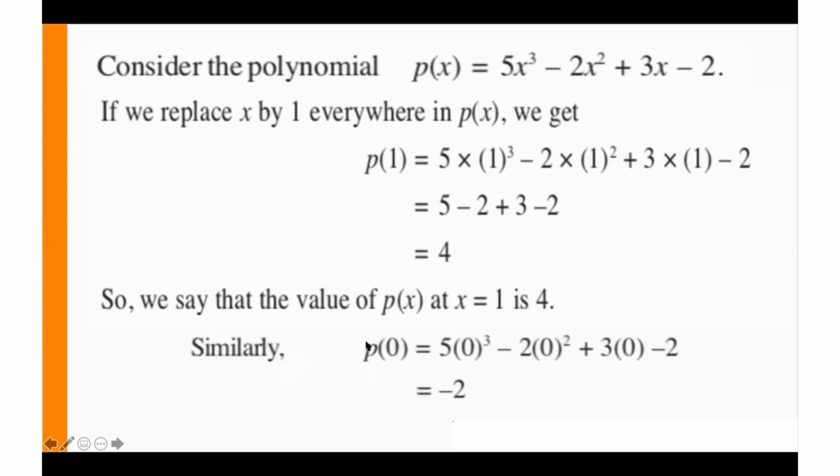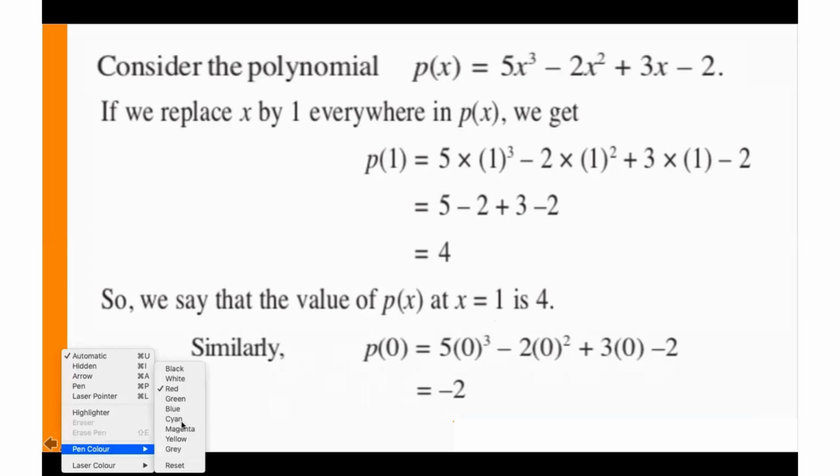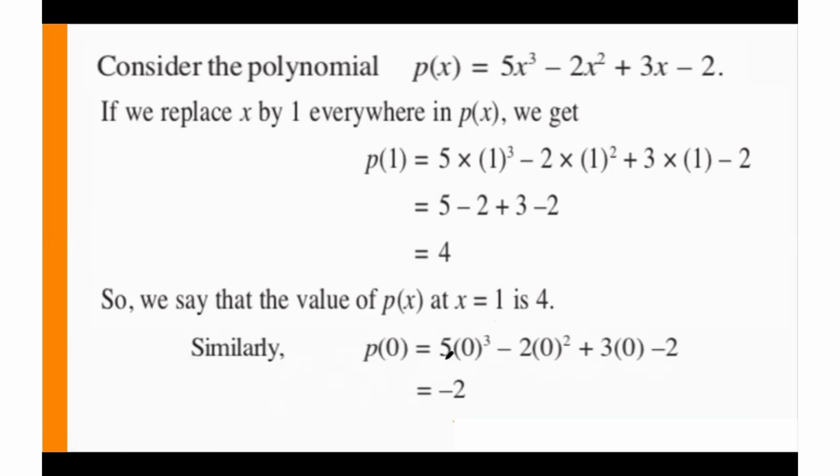Similarly, if we were to find p of 0, then it's 5 into 0 cube minus 2 into 0 squared plus 3 into 0 minus 2. Now, all the first three terms will become 0 because anything multiplied by 0 is 0. And so what is left is minus 2, and that's the answer.